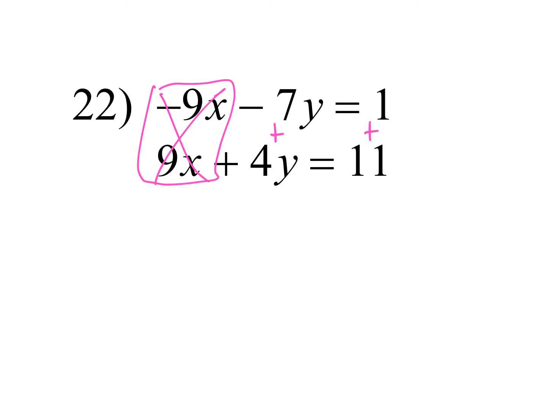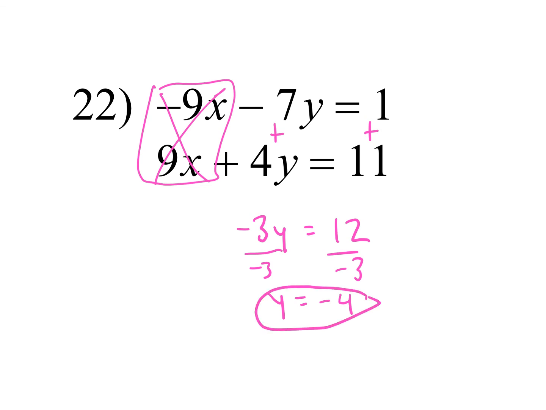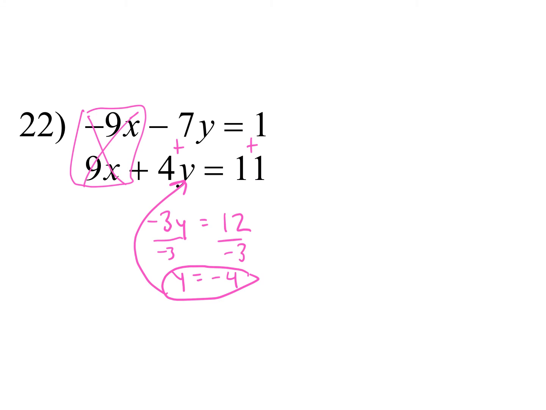So what's negative 7y plus 4y? Negative 3y. And 1 plus 11? Was 12. What do I do next? Divide by negative 3. So what's y equal to? Negative 4. How do I find x? Plug in y into y. I like the second one better, so I'm going to plug it in there. But again, it doesn't matter, just make sure you're plugging it into y.